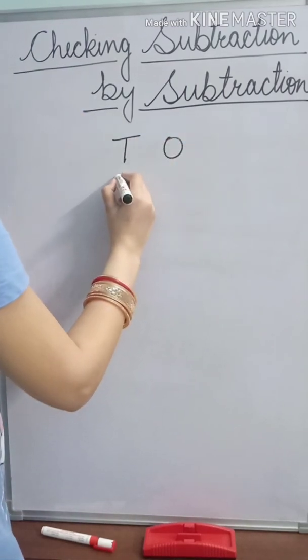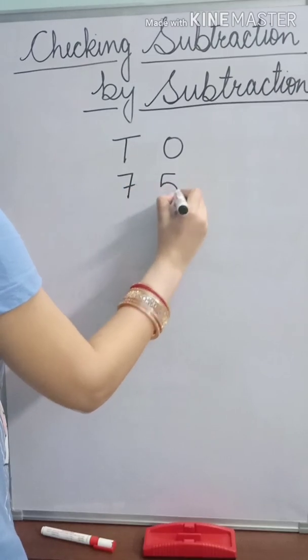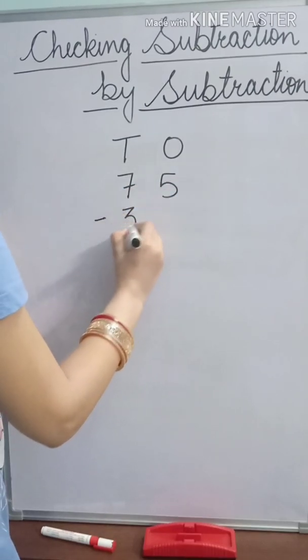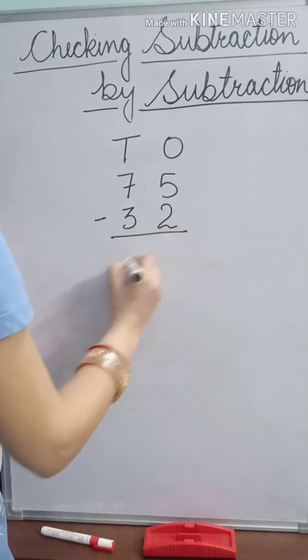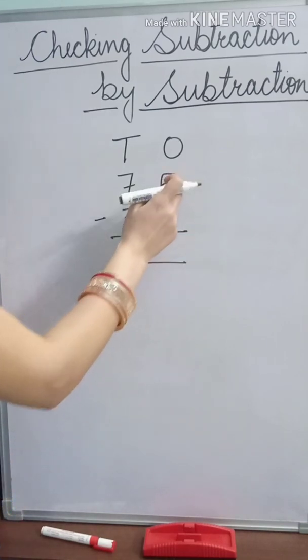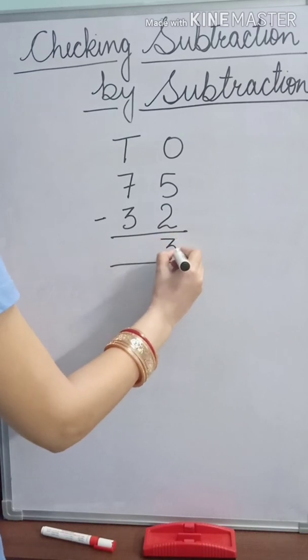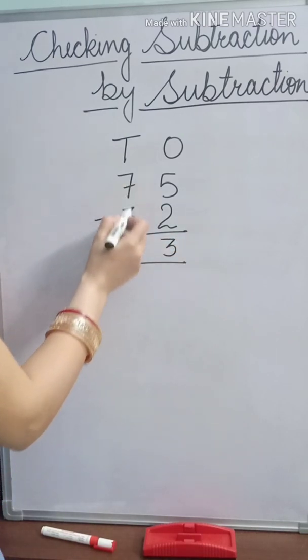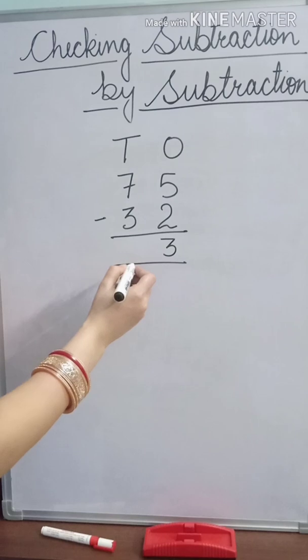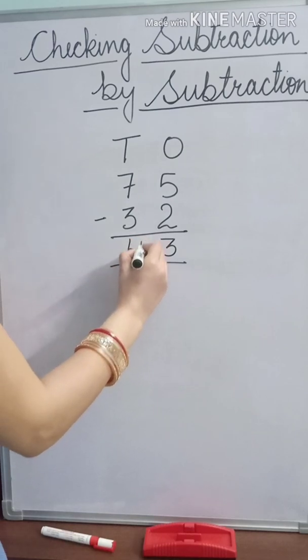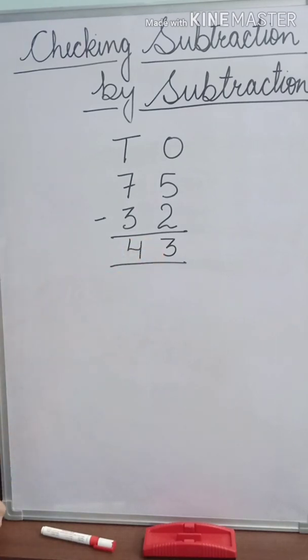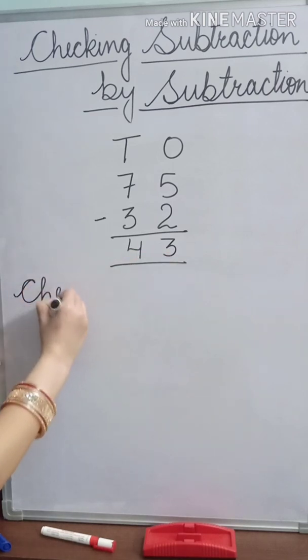We have 75 minus 32. So when we subtract 5 minus 2, we will get 3. And when we subtract 3 from 7, what we will get? We will get 4. Got it? So our answer, the difference, is 43.